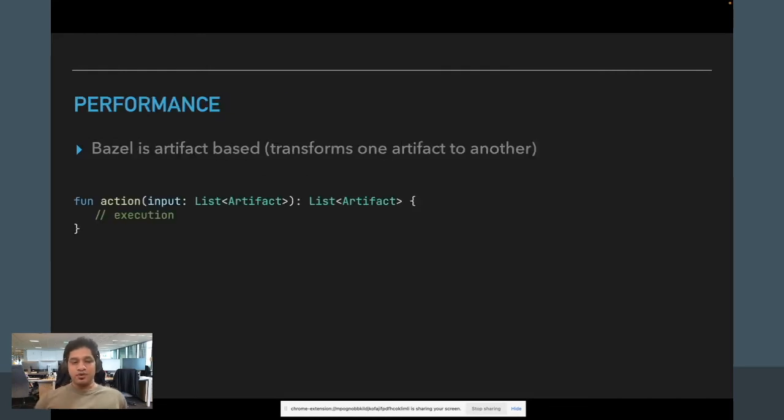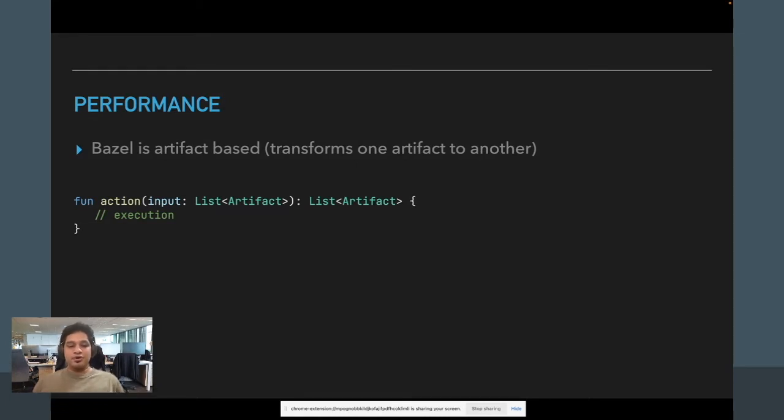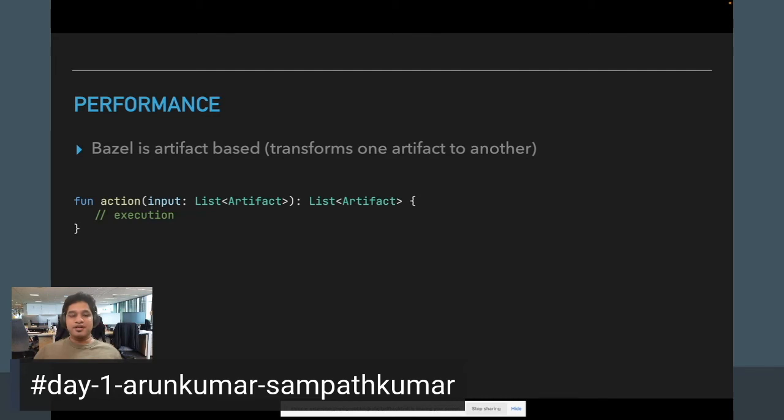So let's talk about performance. Bazel is artifact based, as we already mentioned. So basically, you can consider it as transforming one artifact to another. And in pure functional terms, we can simply define it as a pure function in Kotlin, simply saying that there is an action method that takes an input list of artifacts and transforms it to another.